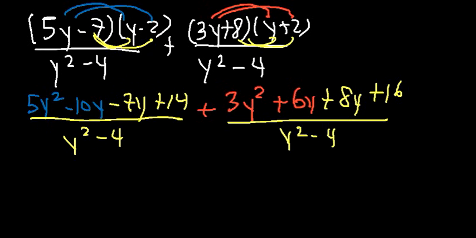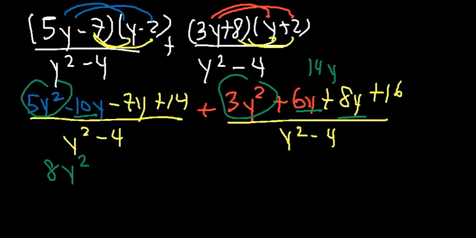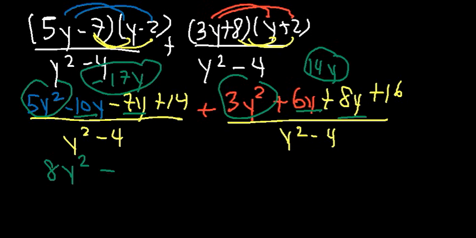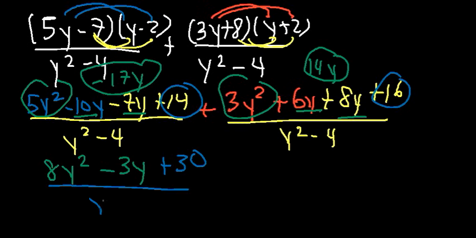So now we can combine the numerators of both fractions. So 5y squared plus 3y squared, that's 8y squared. 6 plus 8, that's 14y. Negative 10 minus 7, that's negative 17y. So negative 17y plus 14y, that's negative 3y. And then 14 plus 16 is 30. So this is our answer.